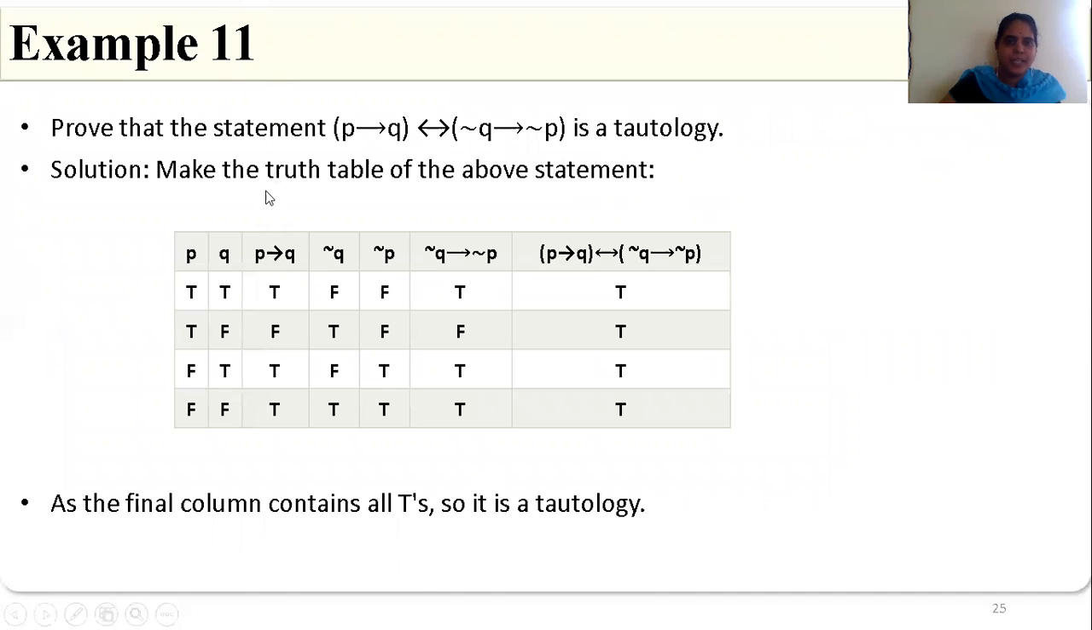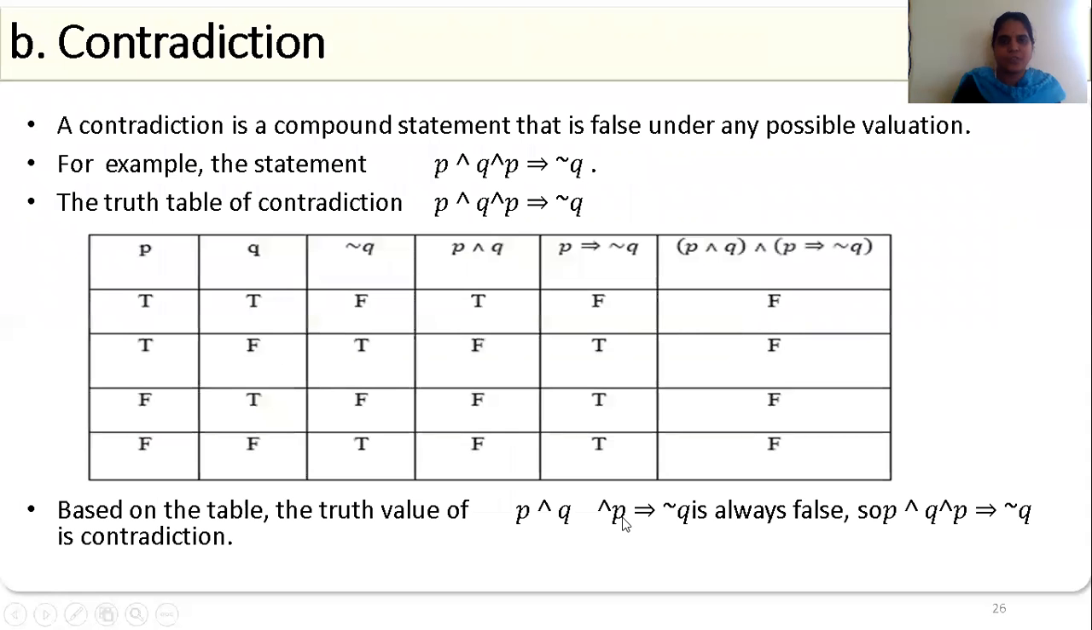Here similarly, the given proposition is this. Construct the truth table according to the rules. Then observe the last column for this given compound proposition: all the truth values are true. So it is a tautology.